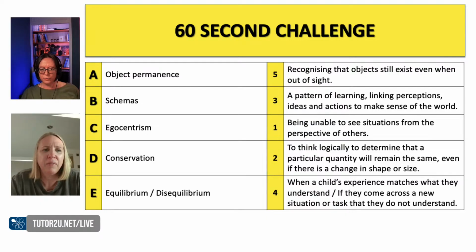And then we've got E4, so equilibrium, disequilibrium. So this is about how children can adapt their schemas when they learn new information. When they're in equilibrium, it means their experience of the world is matching their former learning and the schema they have in their head. When there's disequilibrium, that's when they come across something new, something challenging, something they don't understand, and then they change their schema to fit that new knowledge.